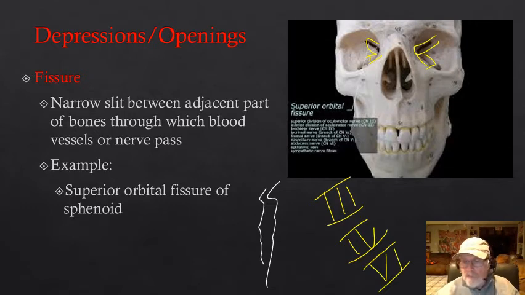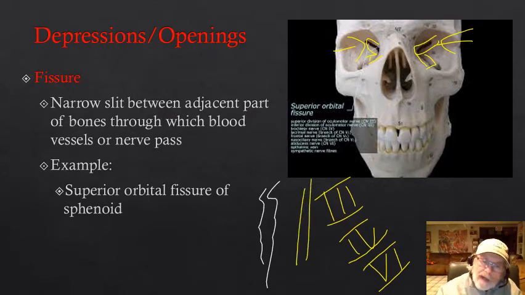How do they get from the brain, since cranial nerves start at the base of the brain, to the eye muscles? They go through this crack, that superior orbital fissure. So now we have a nerve that goes through that superior orbital fissure, a crack in the bone that allows them to go to the muscles of the eye to innervate those eye muscles. So that's a fissure.